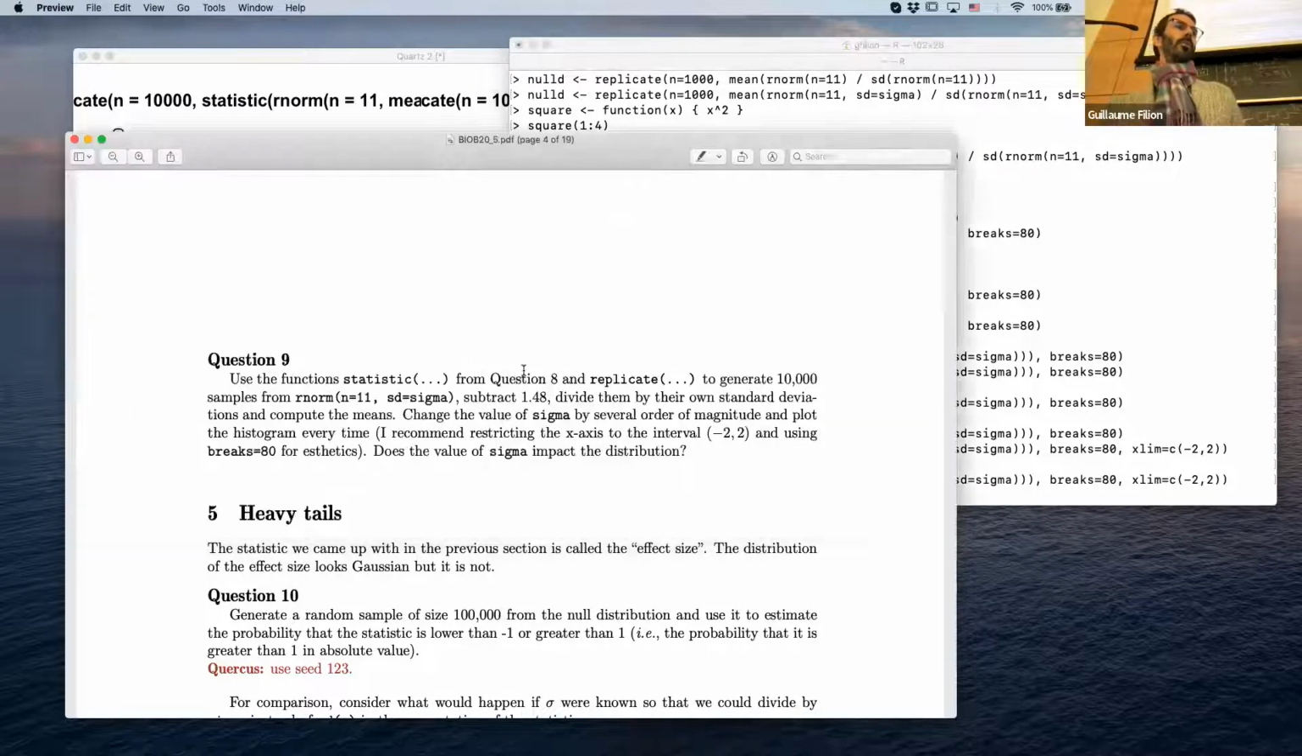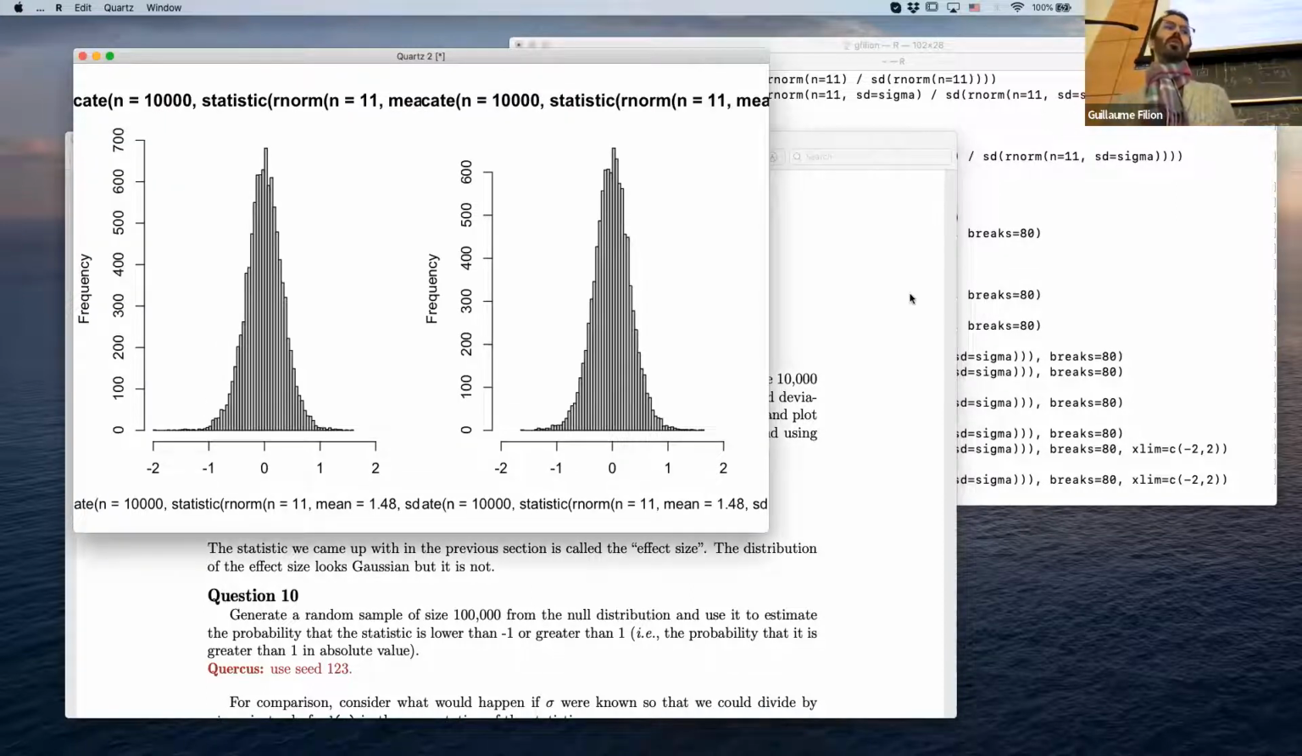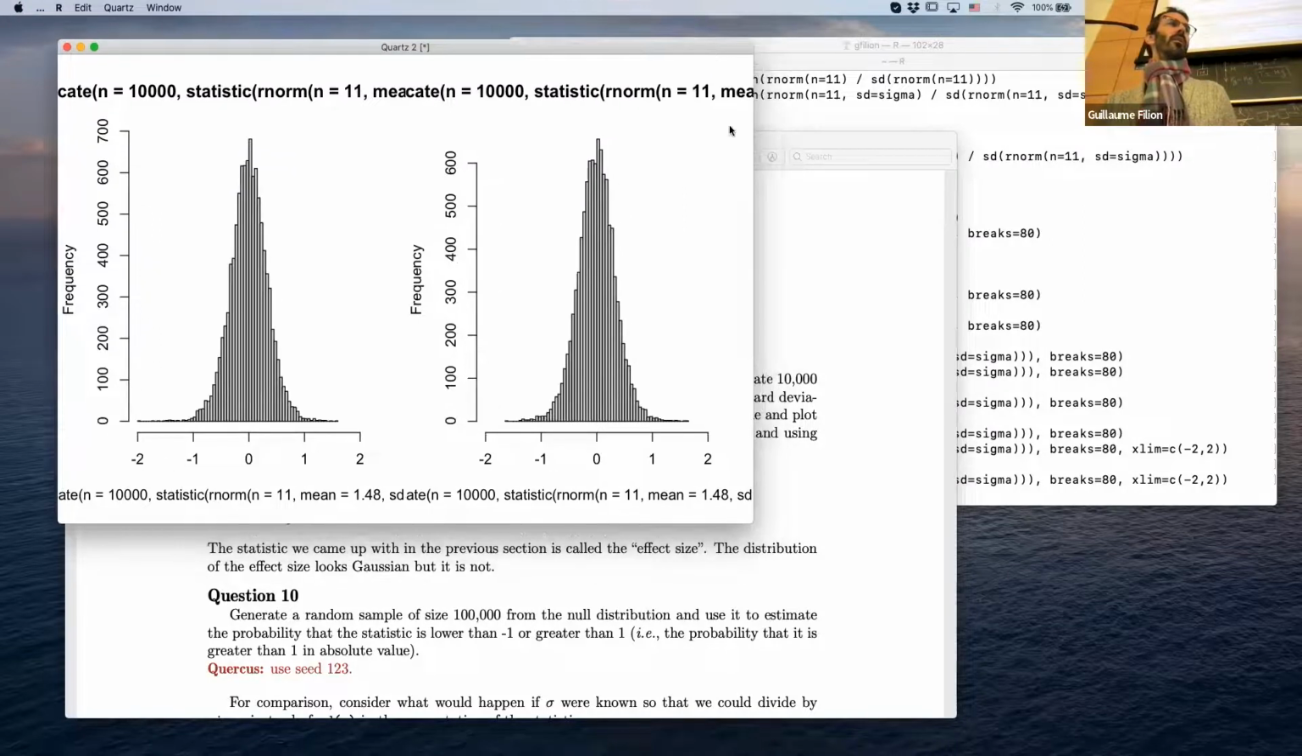All right, so basically, does the value of sigma impact the distribution? No, not at all. If we do it this way, then it doesn't matter what sigma is, it really has no impact on the distribution of this particular statistic. So we can just say sigma equals 1, for instance, take the default, because no matter what value you choose, you will end up with the same result. The distribution will not change at all.